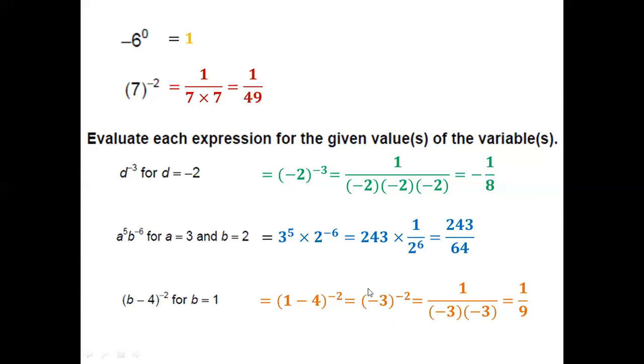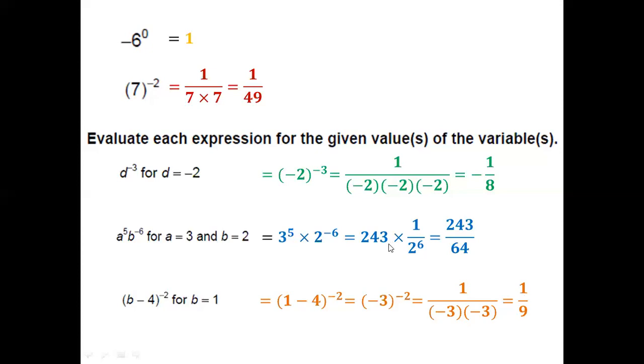So it is still inside the parentheses, which means we look at the exponent. Is the answer we're going to get positive or negative? It is going to be a positive one. Why? Because 2 is an even number. So 1 over negative 3 multiplied by negative 3, that will give you a positive 9. So your answer is 1 over 9.